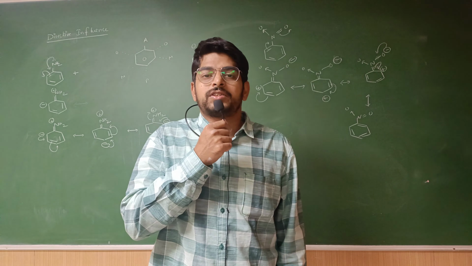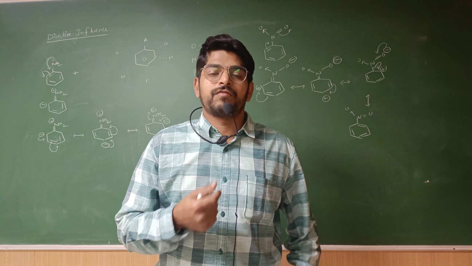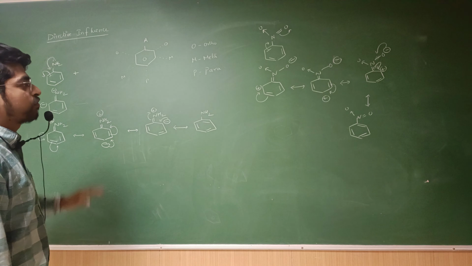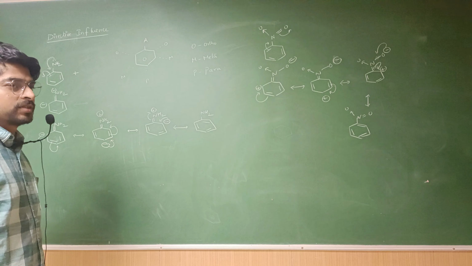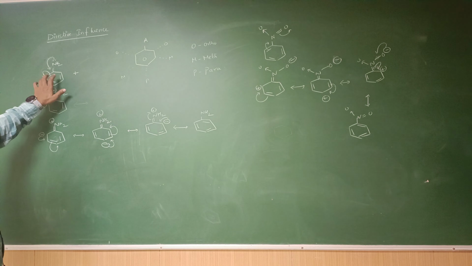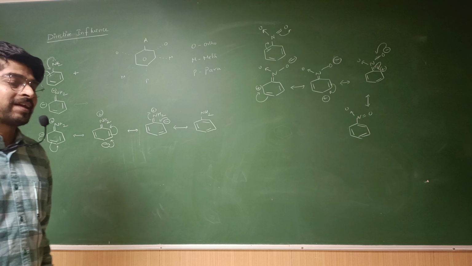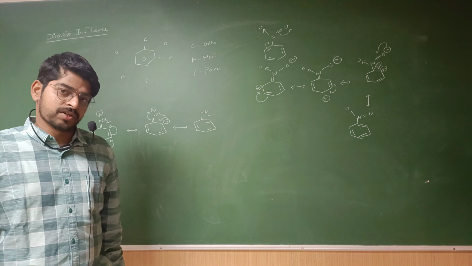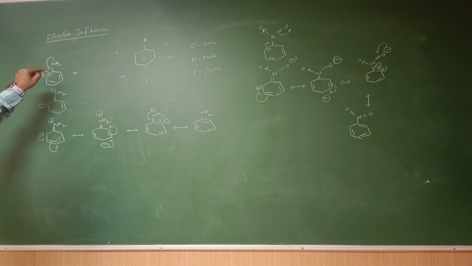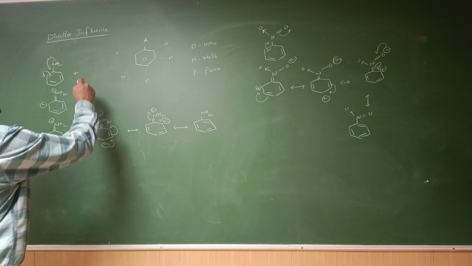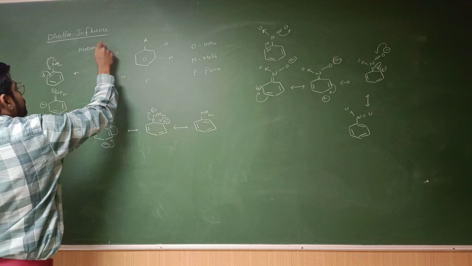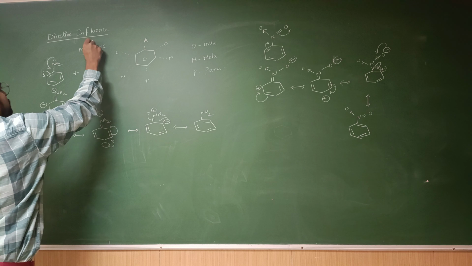The next important concept in EAS is directive influence. That is, suppose a group is already present on the benzene ring. For example, if you take this benzene ring, there is an NH2 group. We have earlier discussed that the NH2 group is an activating group. That is, it pumps electrons into the benzene ring. But NH2 is activating especially by mesomeric effect, or you can call it resonance effect, plus I effect.